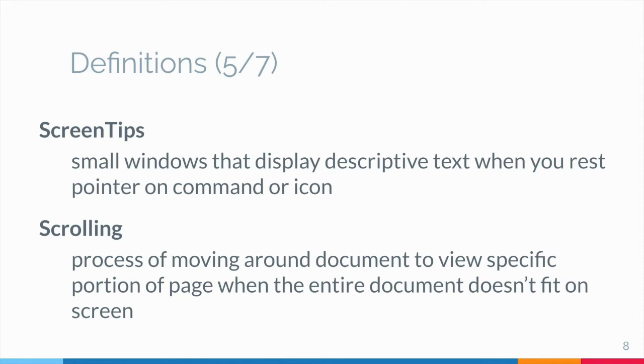Scrolling is the process of moving around the document to view a specific portion of a page of text when the entire document does not fit on the screen. This navigation process does not change the location of the insertion point until the user clicks elsewhere in the document.